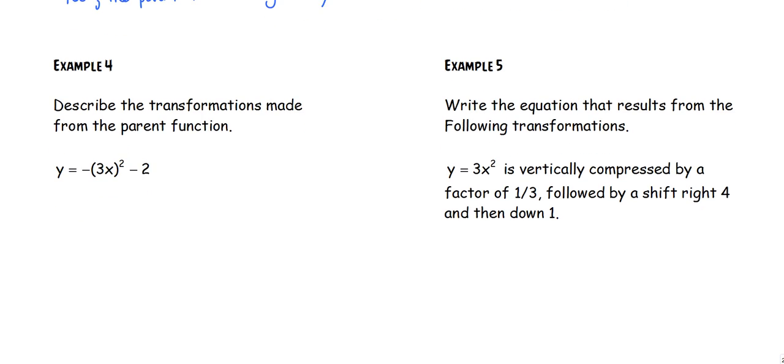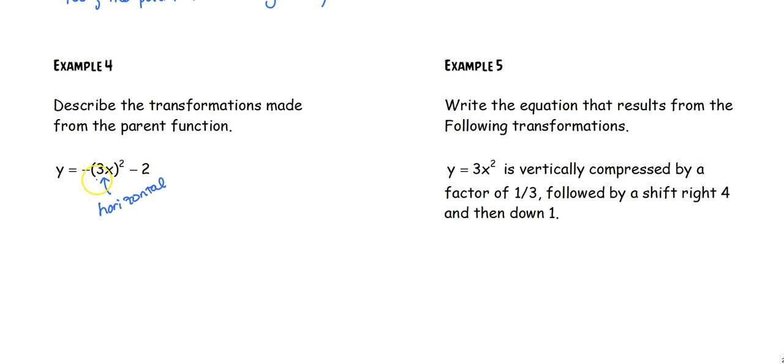All right, 2 more and then we're done. Describe the transformations made from the parent function. So we go ahead and we look. If you were to graph this, you would follow it in the order of operations. So we would do what's inside of our parentheses first, and when I look inside of the parentheses, I see that 3. Because the 3 is inside of the function, that is representing a horizontal stretch or shrink.